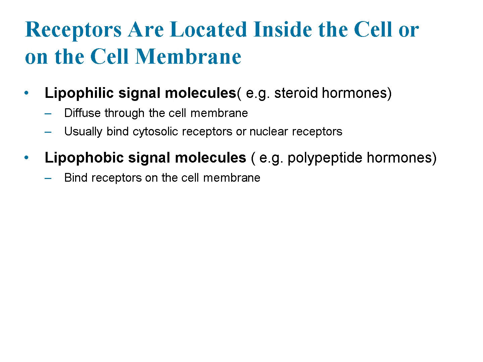This distinction between lipophilic and lipophobic signals is crucial because it determines how the signal is received and processed, ultimately affecting the speed and duration of the cellular response. Lipophilic signals often produce slower, long-lasting effects, while lipophobic signals typically lead to faster, short-term responses. We'll explore more about these mechanisms on the next slide.